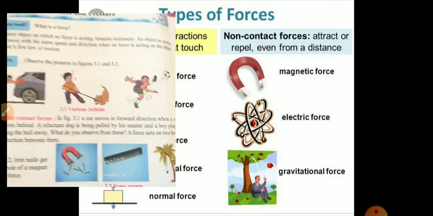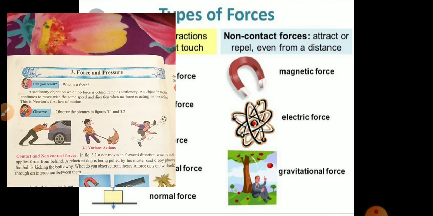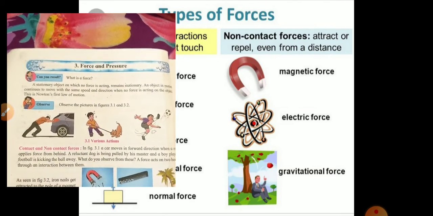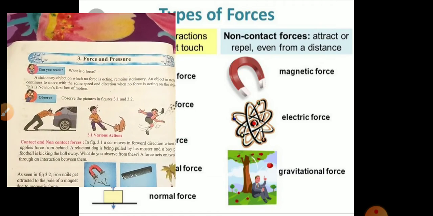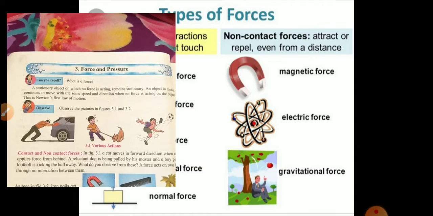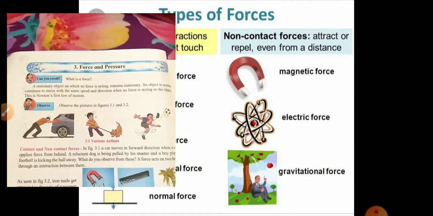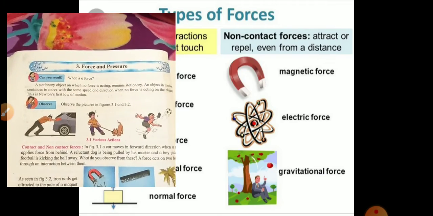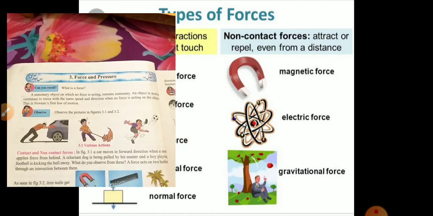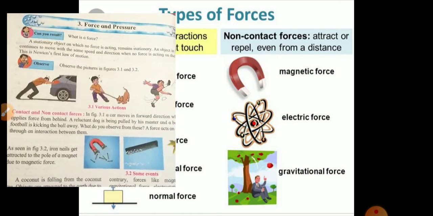So in all three cases, there is an application of force and movement, or displacement, of the object. That is called force. When force is applied, the object moves, meaning the object shows displacement. So in this lesson, we'll study various types of forces.